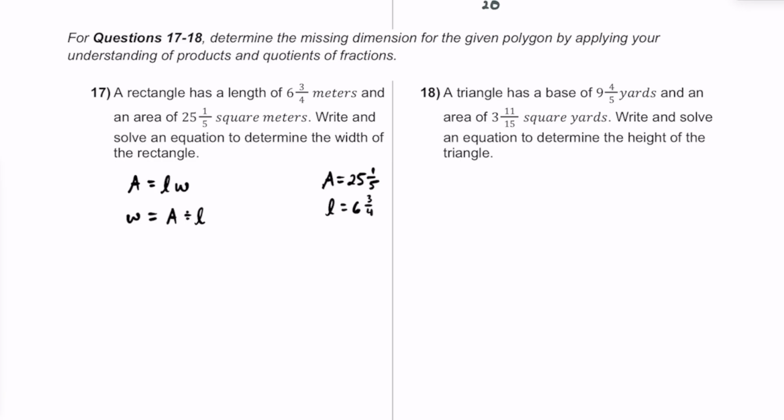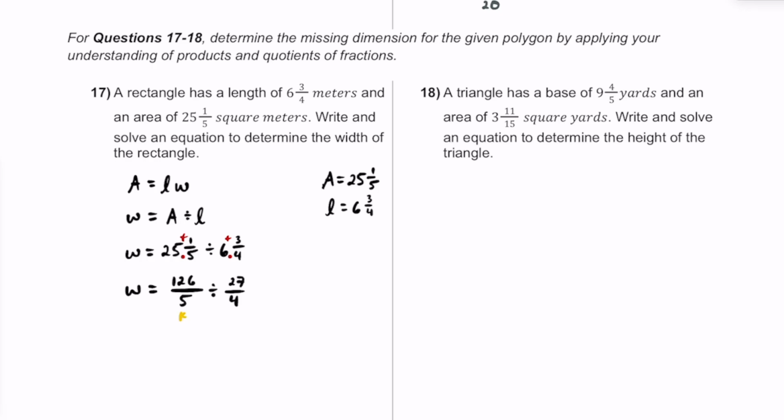Now if we're going to find the width here, that's going to be the area, which is 25 1/5, and we're going to divide that by the length of 6 3/4. So if we're going to turn this into a problem that we can actually work with, let's turn these into improper fractions. So 25 times 5 is 125 plus 1. That's going to be 126 over 5, divided by, as an improper fraction, 6 times 4 is 24 plus 3. That's going to be 27. So we're looking at 27 over 4.